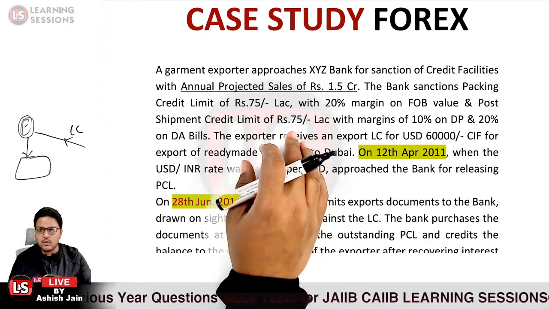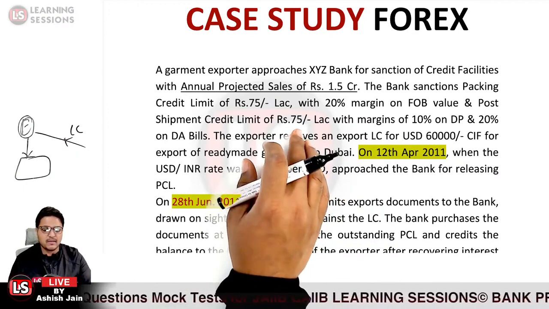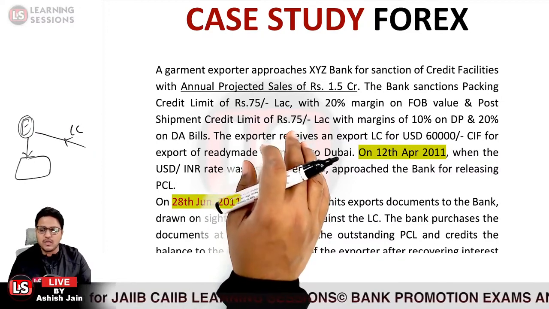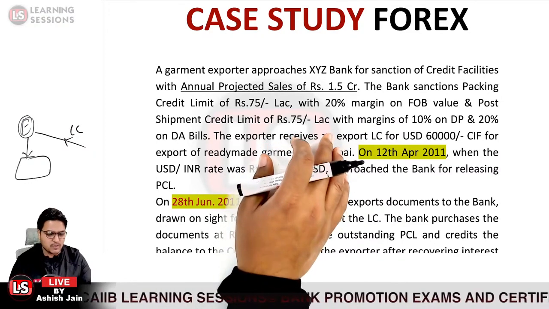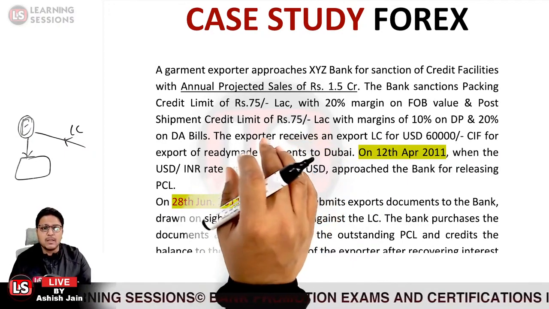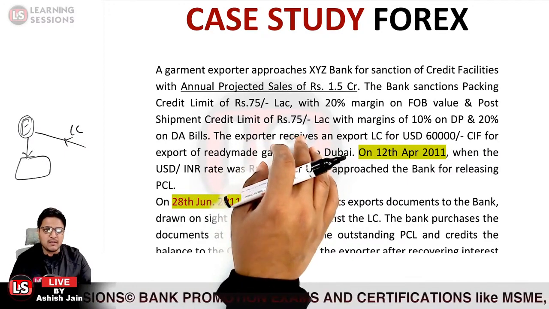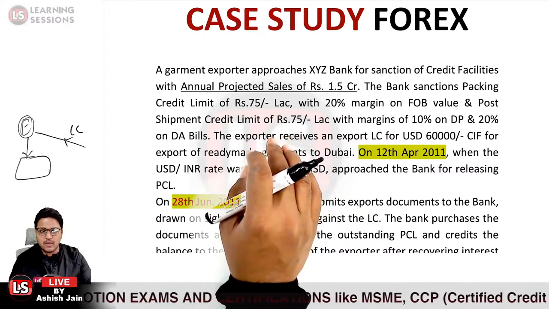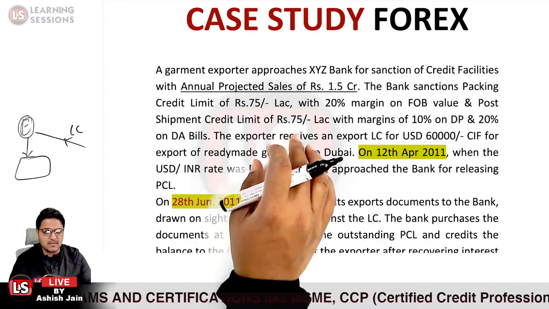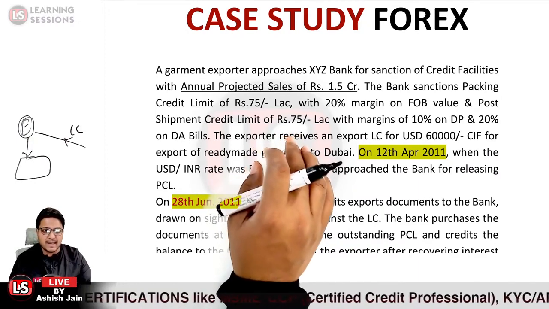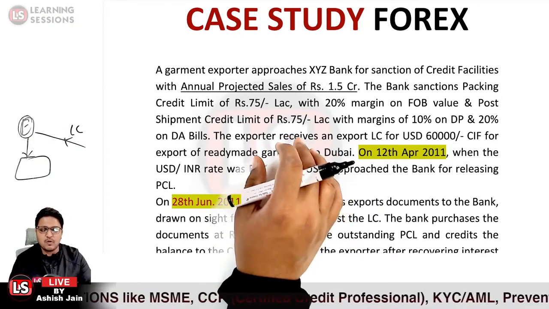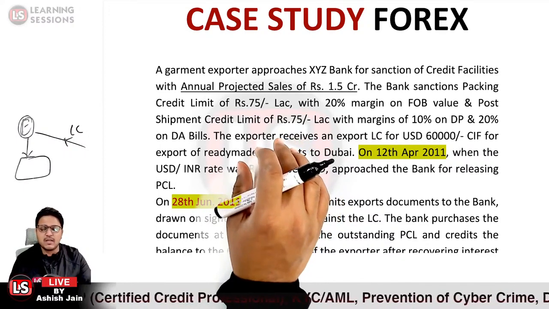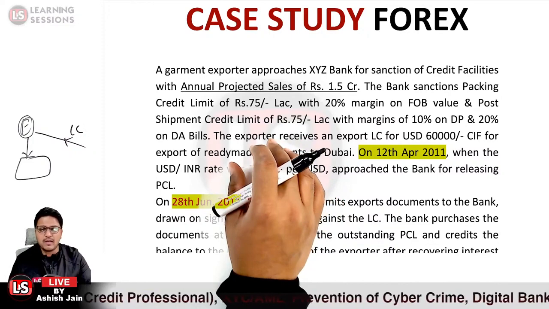So what is free on board value? The free on board value relates to the cost of the goods only and does not cover insurance and other charges. Further, the post-shipment credit limit is rupees 75 lakh with margin of 10% on DP. So if it is documentary payment, that is a sight LC, the margin would be 10% for the post-shipment credit, and 20% on DA bills, meaning documentary acceptance bills.